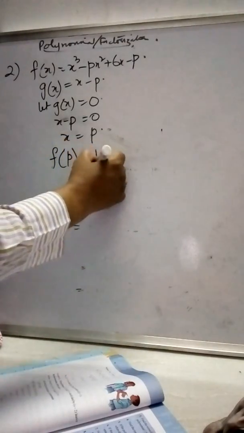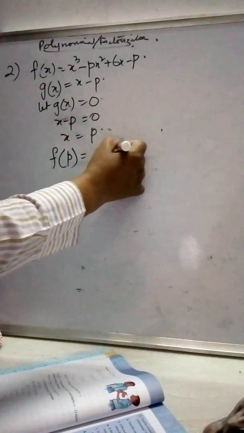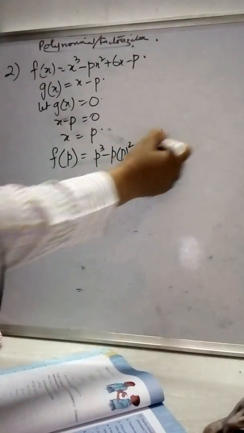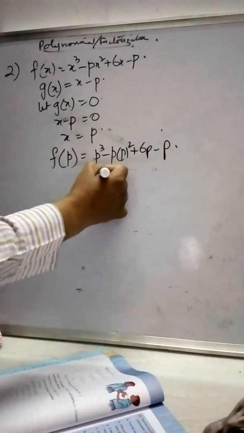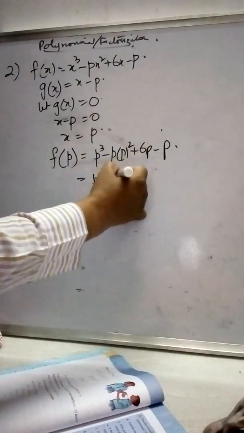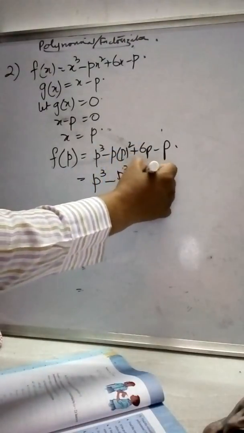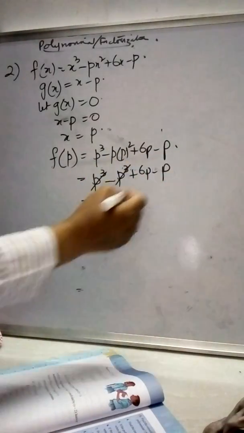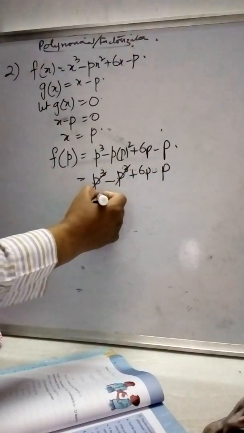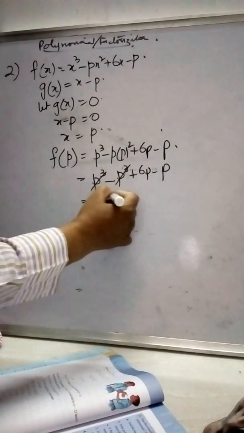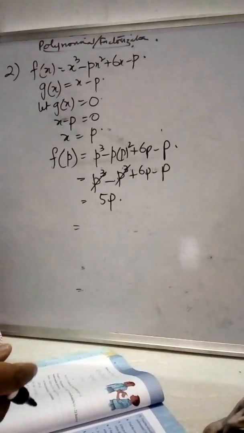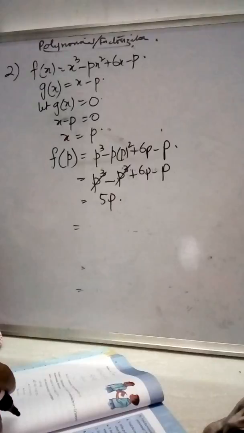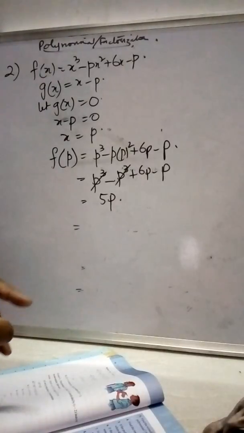F of p is equal to p cube minus p into p square plus 6p minus p. So this will be p cube minus p square into p, again it will be p cube, plus 6p minus p, plus p cube minus p cube gets cancelled. 6p minus p will give me 5p. So when p of x is divided by g of x, the remainder is 5p.